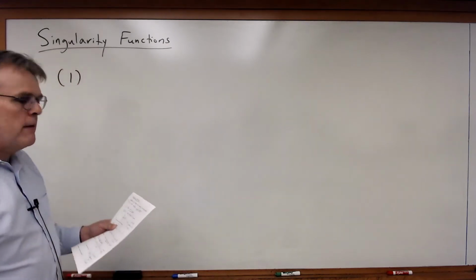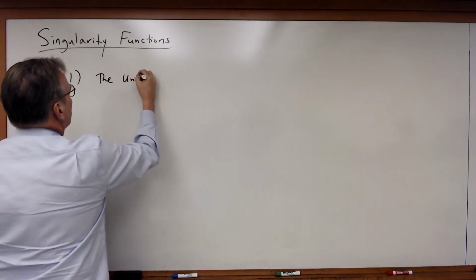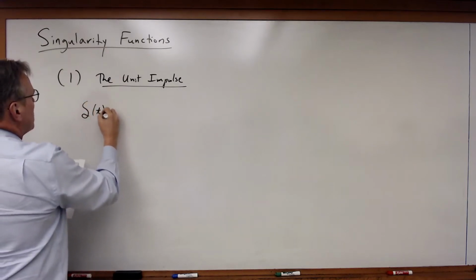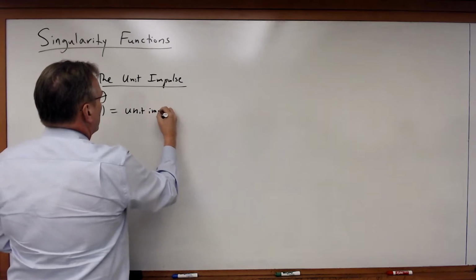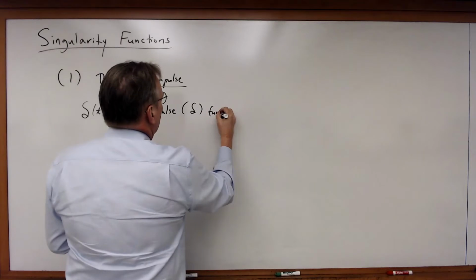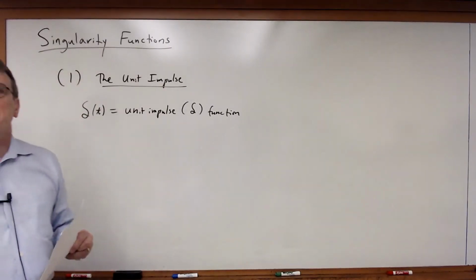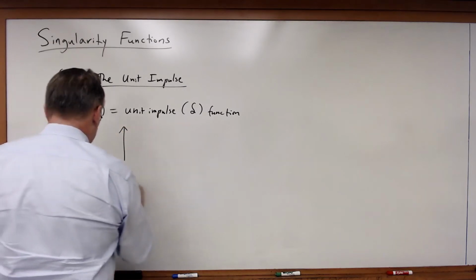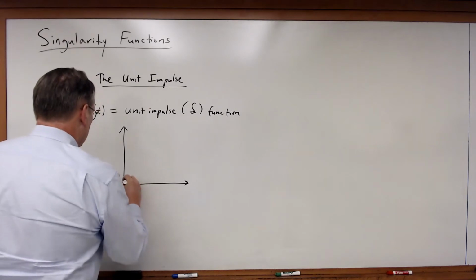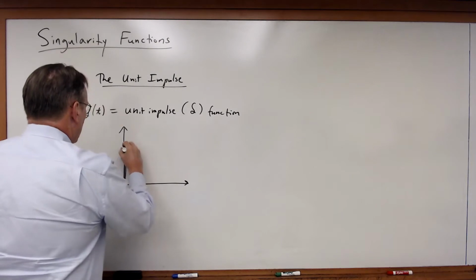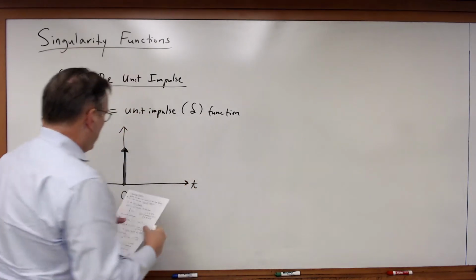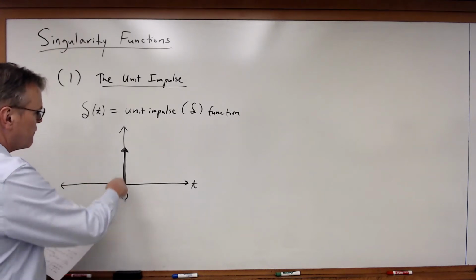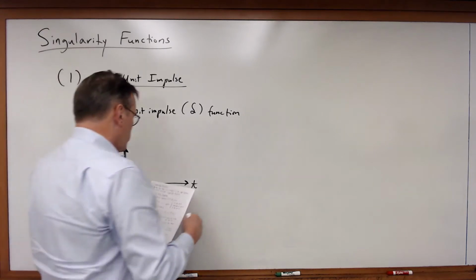So let's talk a little bit about singularity functions, and let's look at three of the fundamental ones, the first being the unit impulse, or as it is sometimes called, the delta function. So how do we represent this mathematically? Well, the best way to illustrate this is to draw it graphically. The unit impulse is usually illustrated by a thick upward pointing arrow, which is defined right on the time t equals 0 axis.